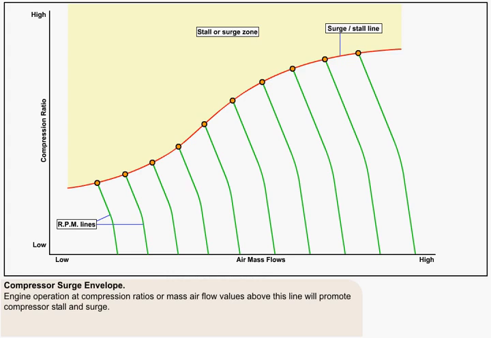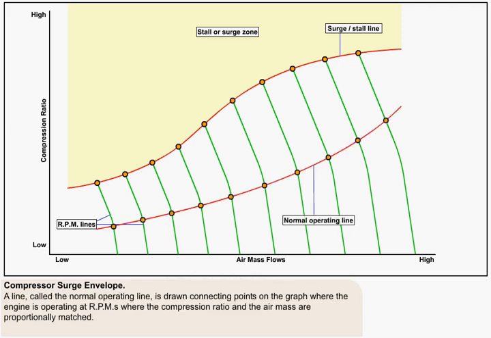Engine operation at compression ratios or mass airflow values above this line will promote compressor stall and surge. A line is also drawn connecting points on the graph where the engine is operating at RPMs where the compression ratio and the air mass are proportionally matched. This is called the normal operating line.